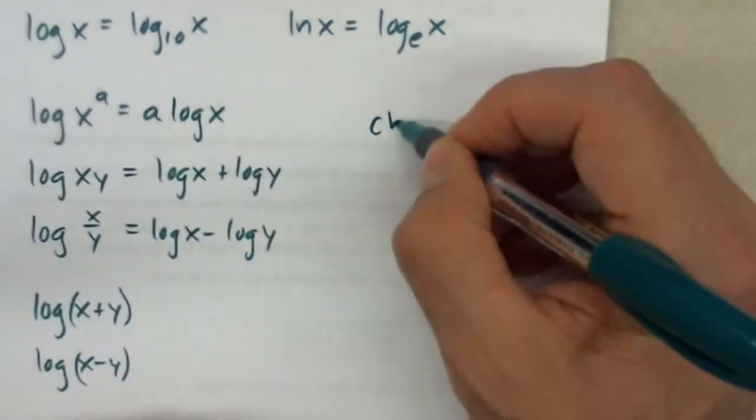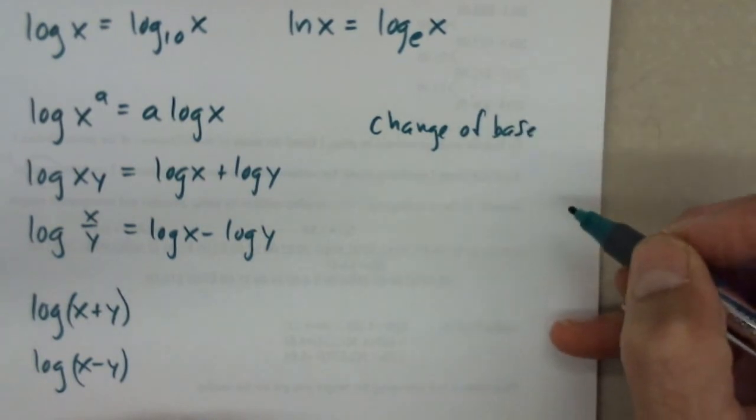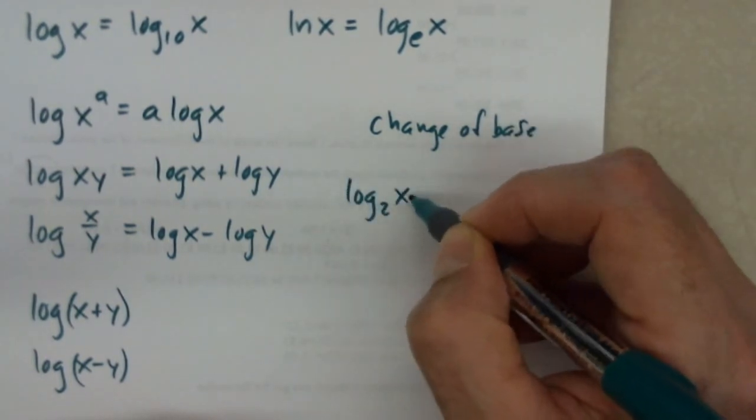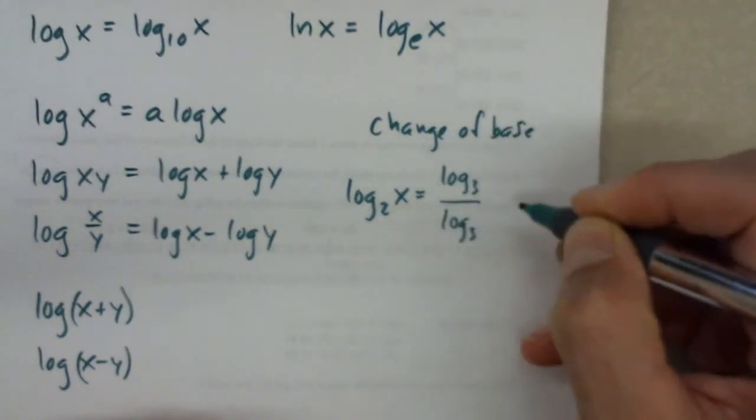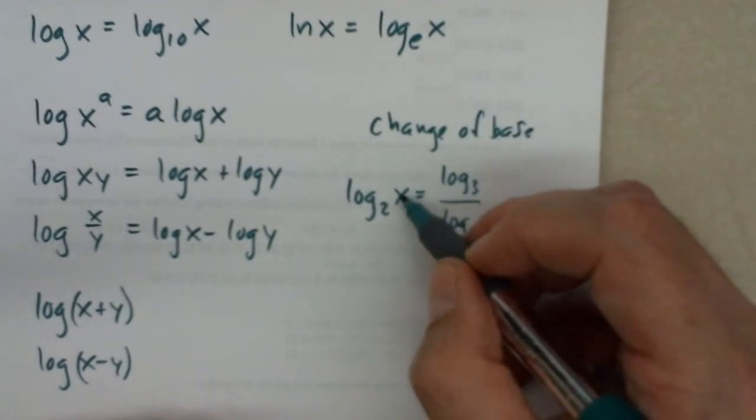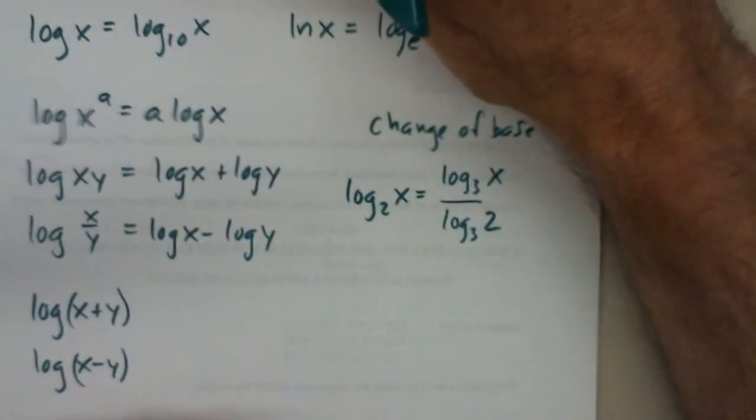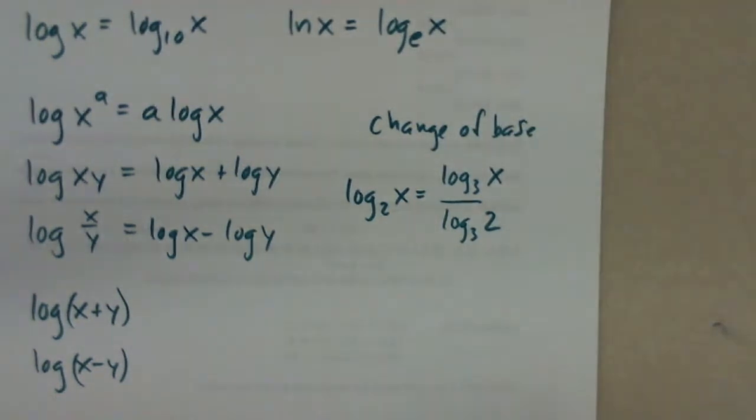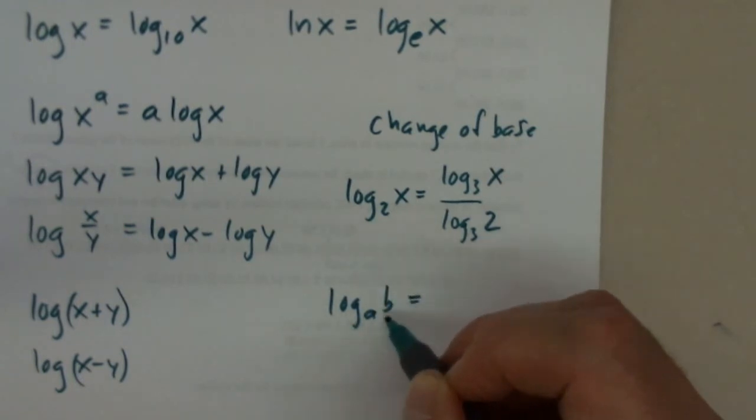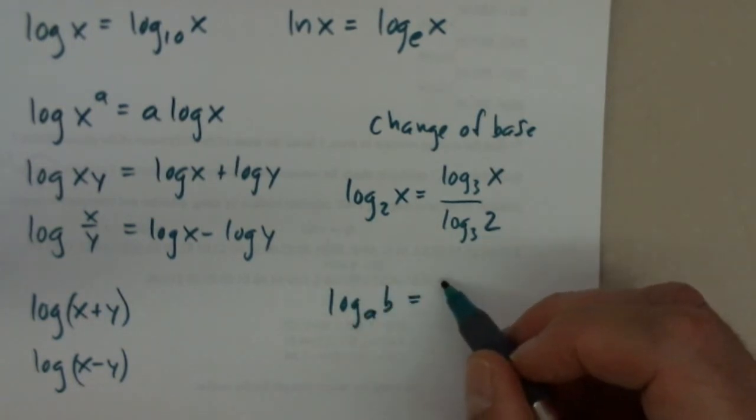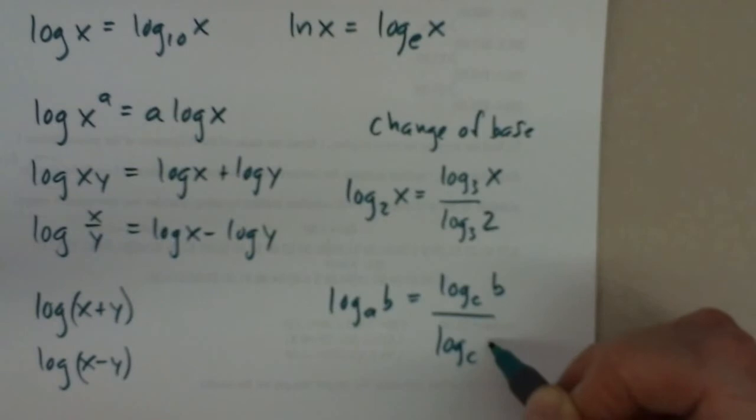And if you have log base 2, you could write it as log base 3 or any other base that you want. And all we do is put the x on top and put the 2 as the base, put it on the bottom. And generally, log base a of b could be log base c of b over log base c of a.